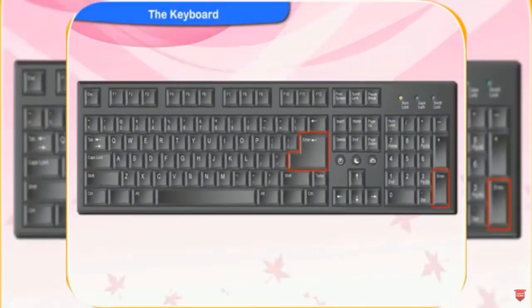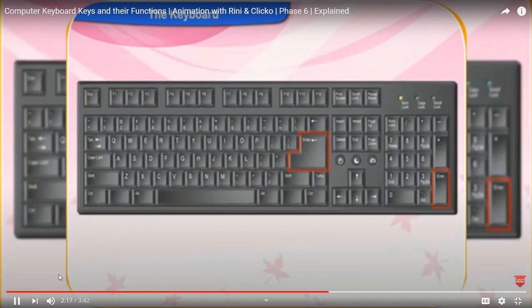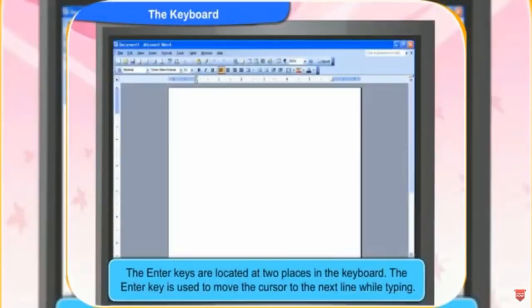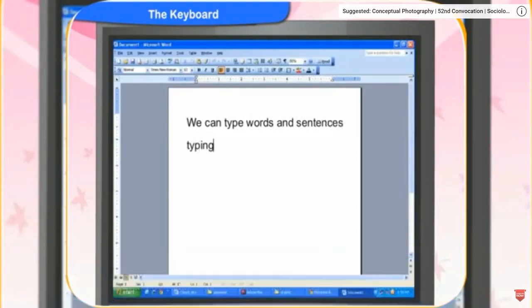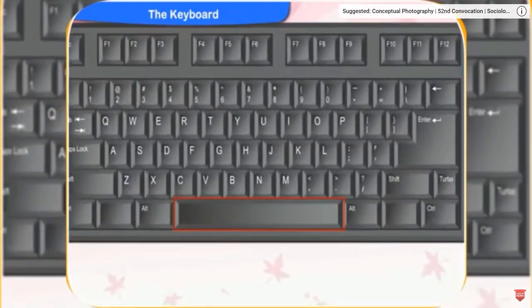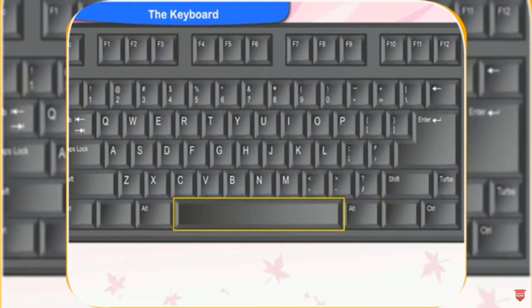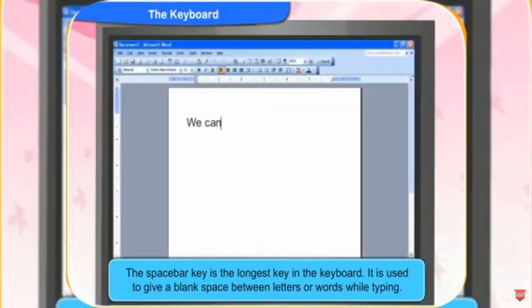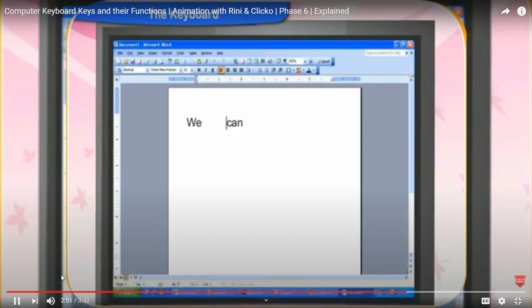What are these two big keys which have enter written on them? They are the enter keys. They are located at two places in the keyboard. The enter key is used to move the cursor to the next line while typing. Which is the long key at the bottom of the keyboard? That is the spacebar key. It is the longest key in the keyboard. It is used to give a blank space between letters or words while typing.